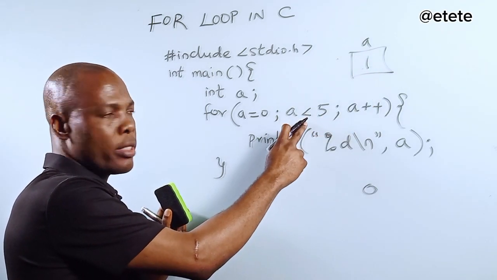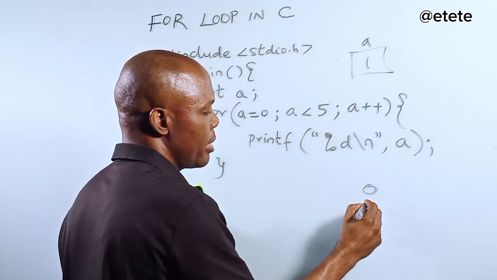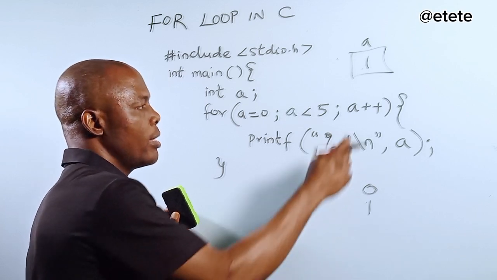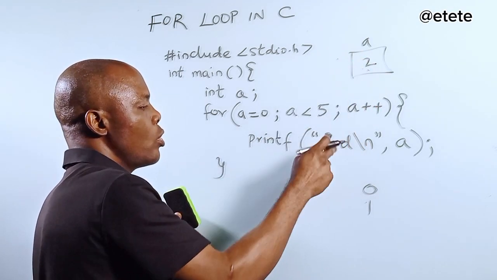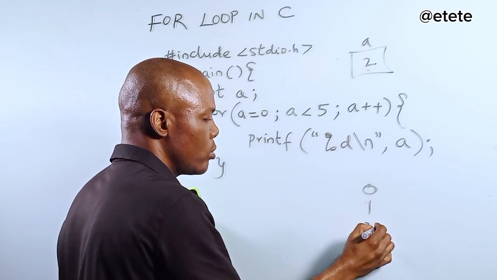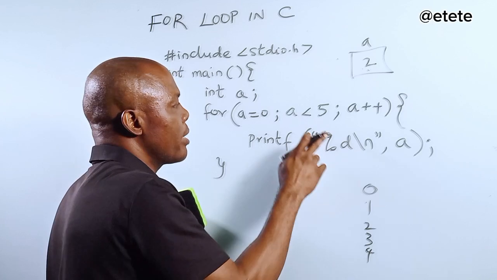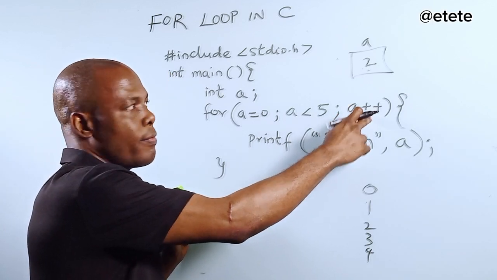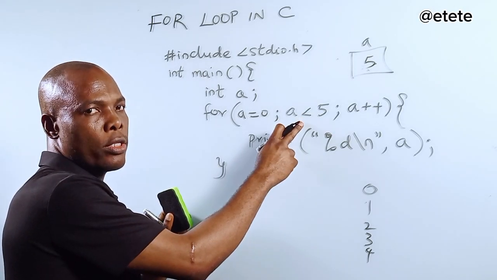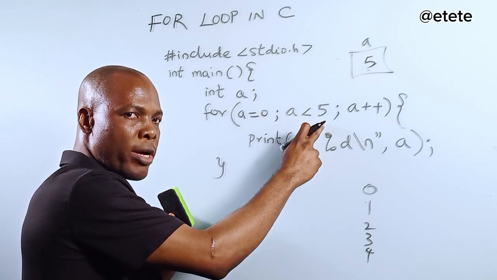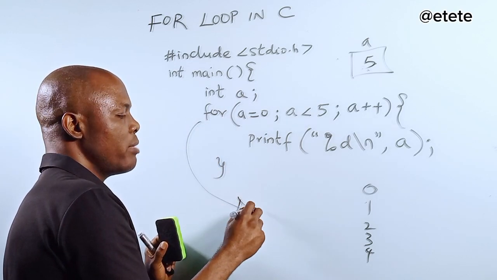Then it will check the condition. 1 is less than 5. That is true. It will come in and it will print out A, which is what? 1. Then it will increment A to what? 2. So it will do that 0, 1, 2, 3, 4. Then it will increment A to 5. So when A is now 5, it will check the condition. 5 less than 5, that is no longer true, right? Then it will come out of this loop to whatever statement is here.